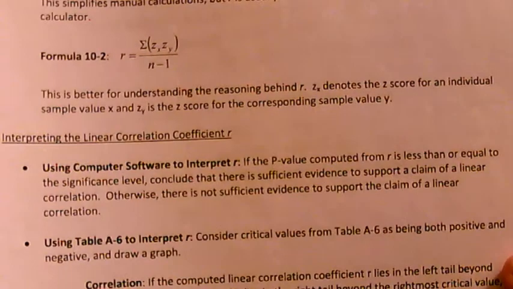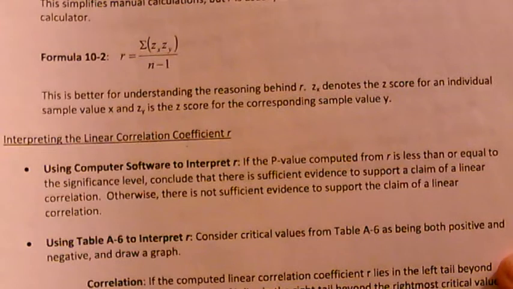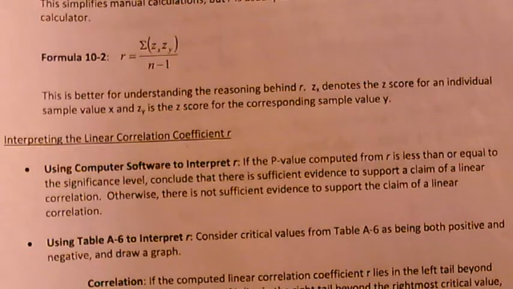Now, if you're going to be using computer software to interpret R, in this case we're using the graphing calculator, we look at our p-value. If that p-value computed from R is less than or equal to the significance level, you want to conclude that there is sufficient evidence to support a claim of a linear correlation. Otherwise, there is not sufficient evidence to support the claim of a linear correlation. Okay, so when we use the TI-83 or 84 plus calculator, we can get the p-value, and I will show you how that's done.